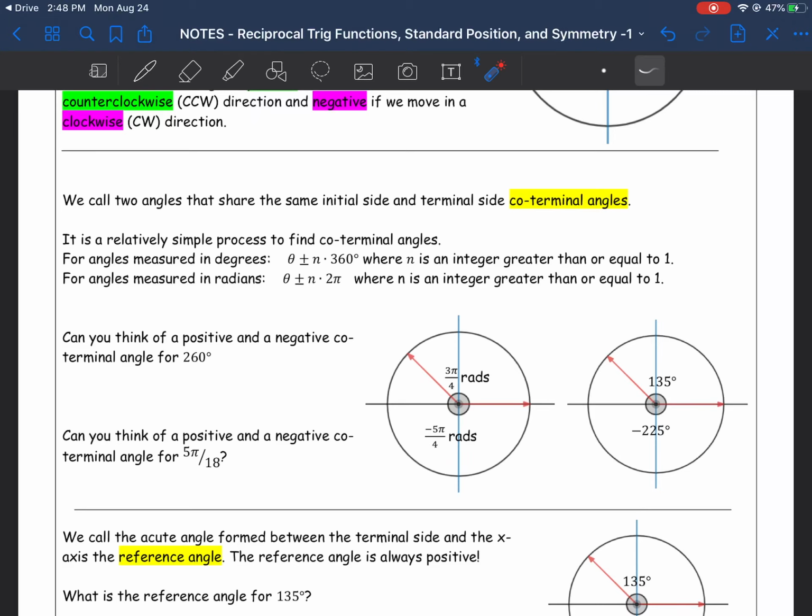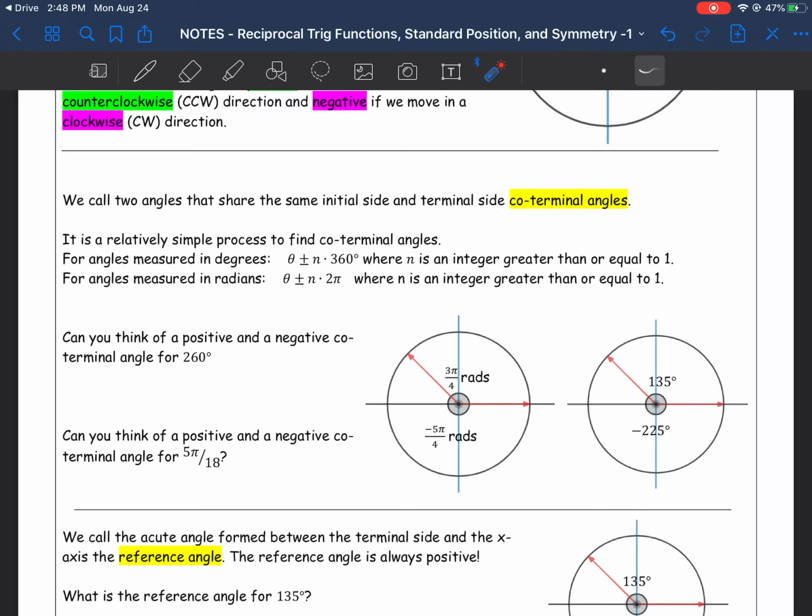So 135 degrees is a coterminal angle to negative 225 degrees, because if I took 135 and subtracted 360 degrees, I would get negative 225. Same deal with this 3 pi over 4 radians. If I took 3 pi over 4 radians and subtracted 2 pi, I would get negative 5 pi over 4 radians. So let's look at a couple examples.